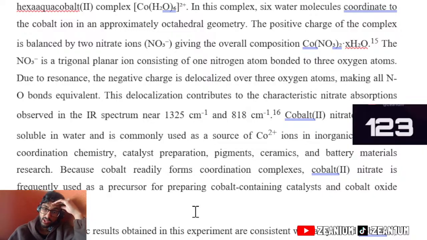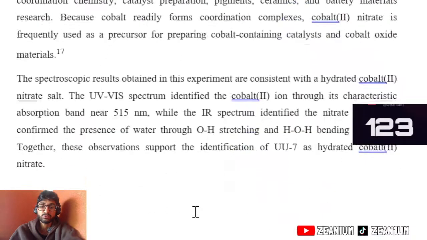Cobalt(II) nitrate is highly soluble in water and is commonly used as a source of cobalt(II) ions in inorganic synthesis, coordination chemistry, catalyst preparation, pigments, aromatics, and battery materials research. So a lot of things you can use this for. Because cobalt readily forms coordination complexes, cobalt(II) nitrate is frequently used as a precursor for preparing cobalt-containing crystals and cobalt oxide materials.